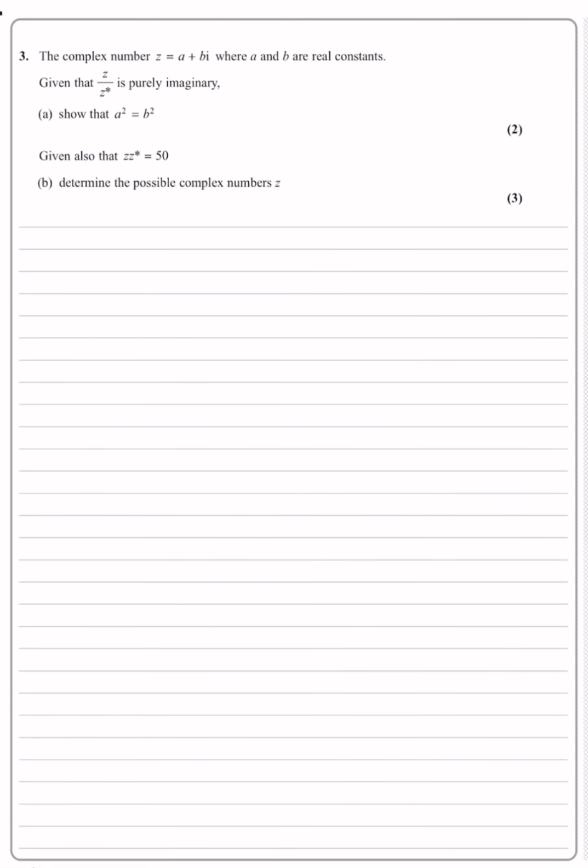Question number 3, the complex numbers question. So we're given that z divided by its complex conjugate is purely imaginary. So a plus bi divided by a minus bi is imaginary. So I'm going to multiply top and bottom by a plus bi. Expanding the top, we'll get a squared plus 2abi, subtract b squared. That's all over a squared plus b squared.